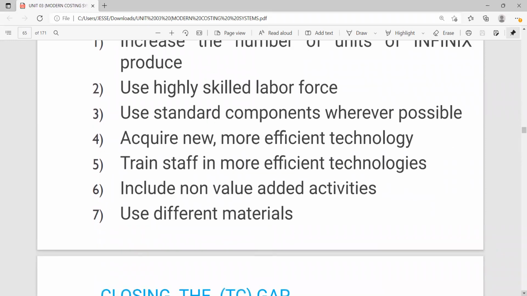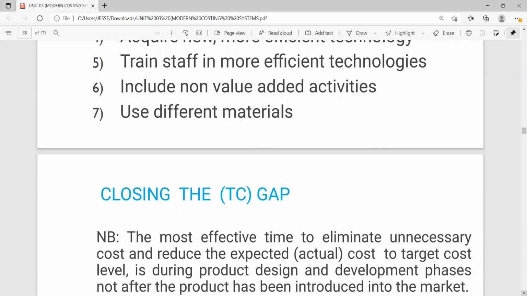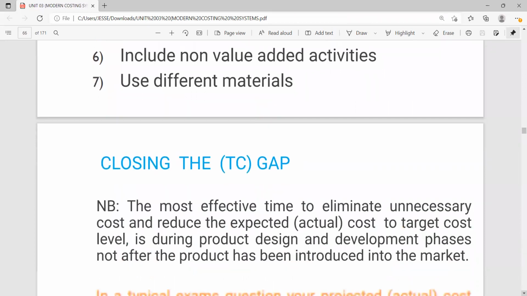If you use different materials, that could also be an option. If you look at the materials you are using and you change or modify them, that could also help reduce or close the target cost gap.